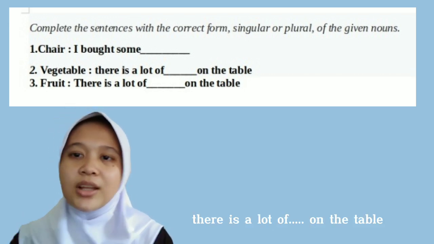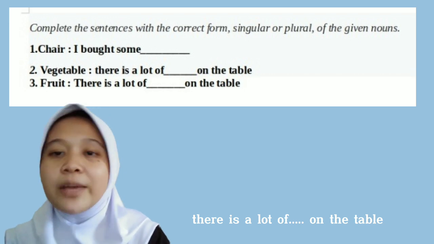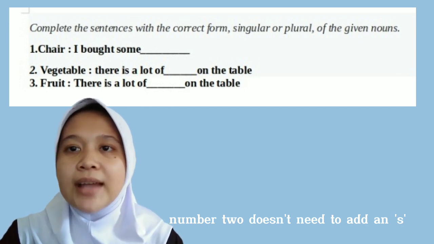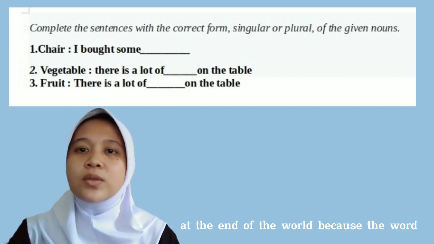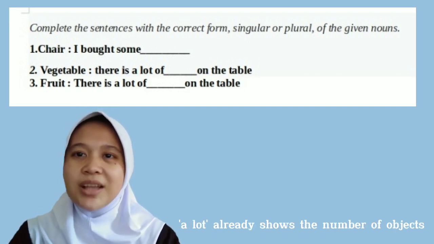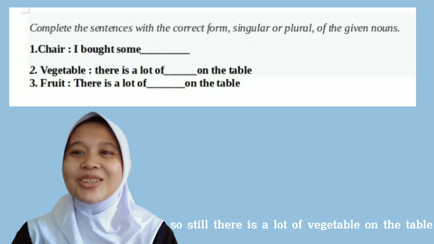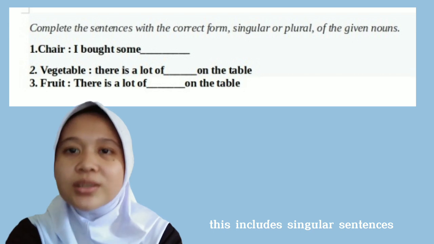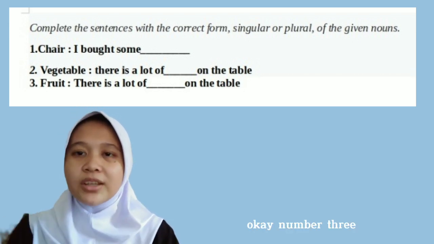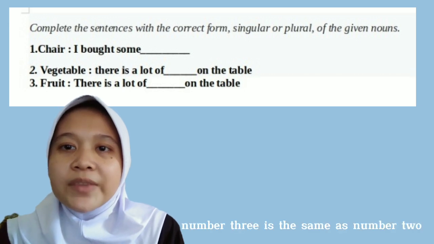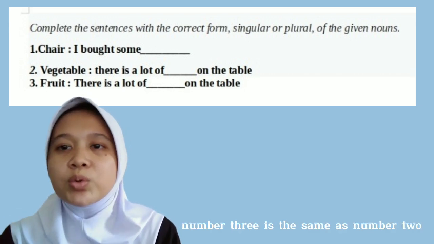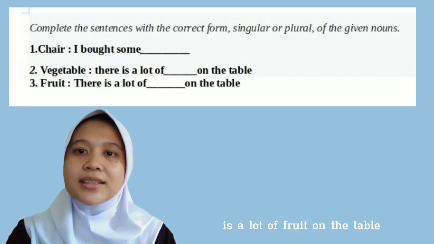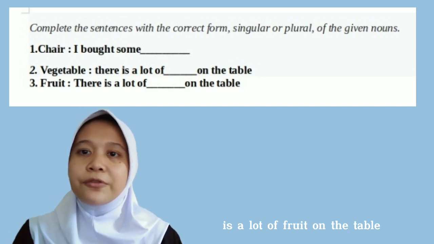Number 2. Vegetable. There is a lot of vegetable on the table. The word vegetable doesn't need an s at the end because the words a lot already show the number of objects for me, so it is still there is a lot of vegetable on the table. This is a singular sentence. Okay, number 3. Number 3 is the same as number 2. Fruit is still fruit. Hence the sentence: there is a lot of fruit on the table.